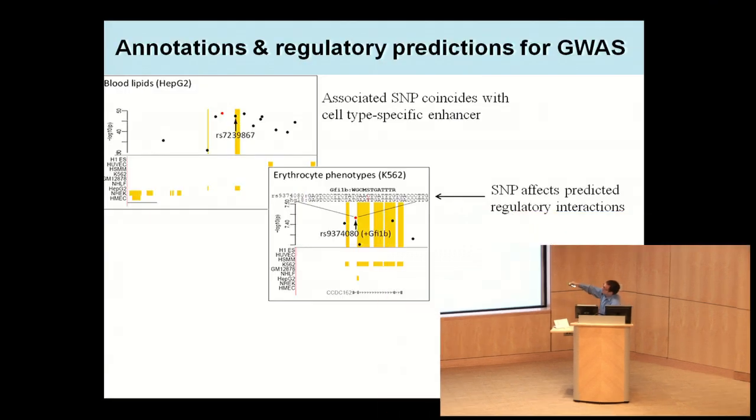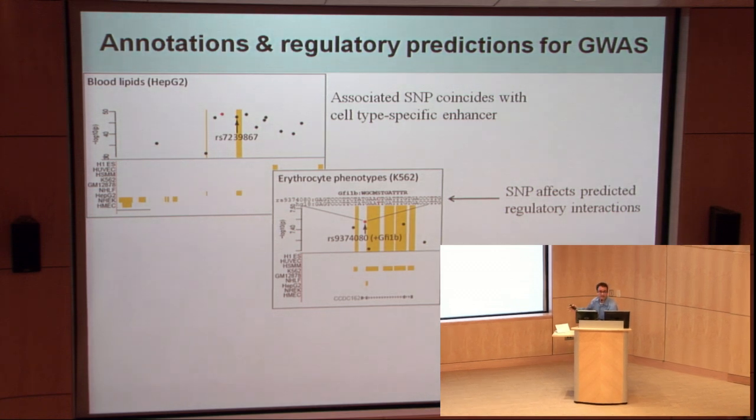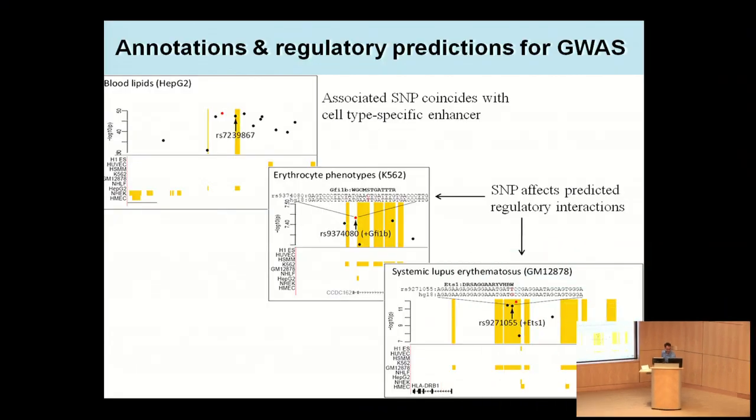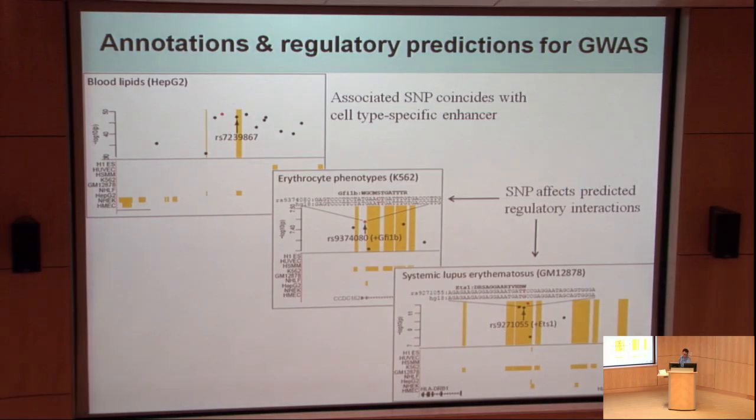Another example is an erythrocyte phenotype SNP that is sitting right next to a K562 or erythroid cell-specific enhancer that actually affects one of those transcription factor motifs that we predicted to be regulating the enhancer element. So this is a hypothesis about which SNP might be causal and how it may be acting. And there's other examples, such as looking at lupus and a SNP or a variant that's affecting a binding site for ETS1, which is another one of our predicted regulators.